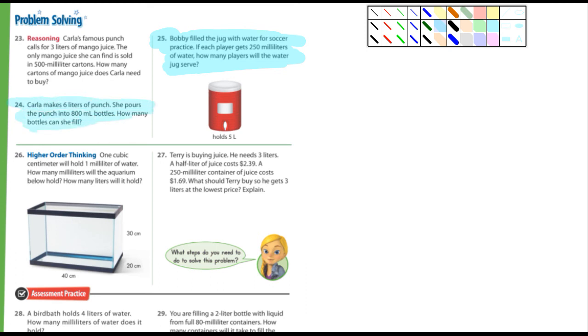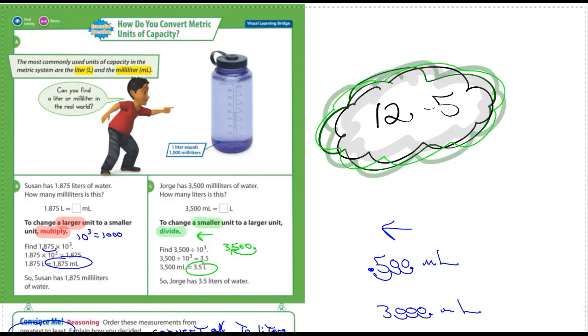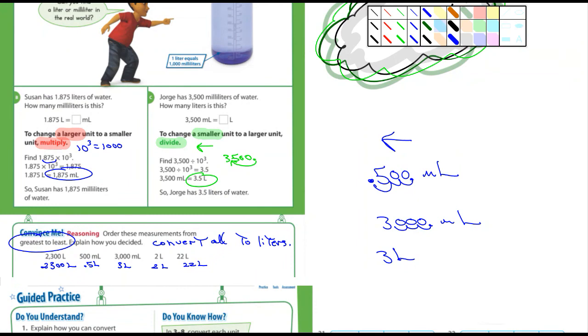All right, give those a shot, you guys. Again, we're just converting milliliters and liters. Just two steps. Either you're multiplying by 1,000 or you're dividing by 1,000, and that right there should help you quite a bit.